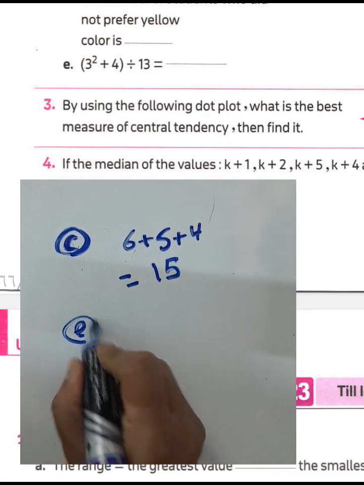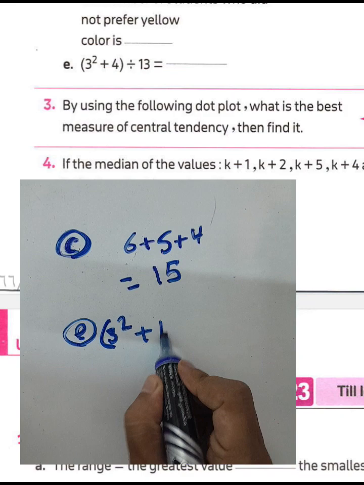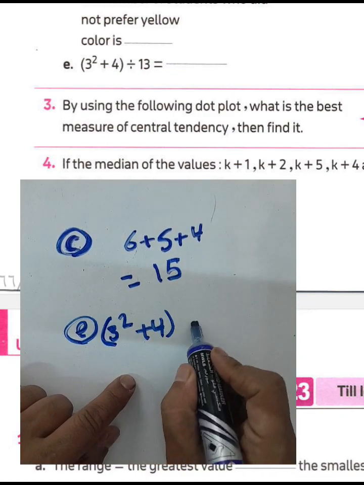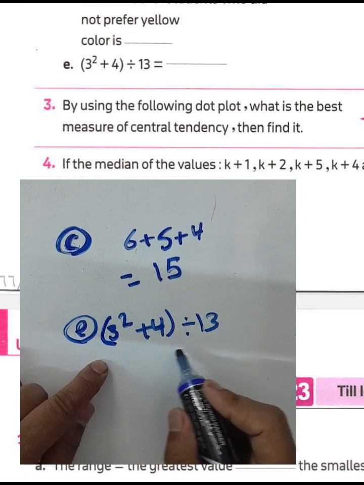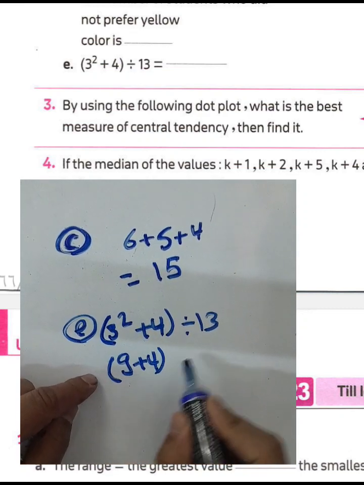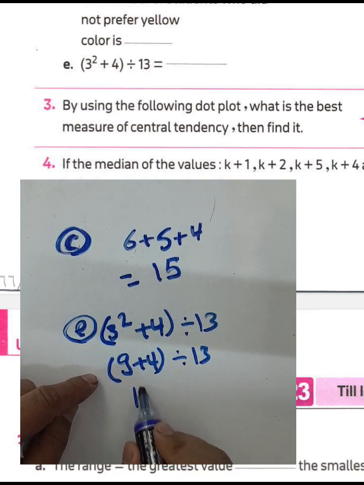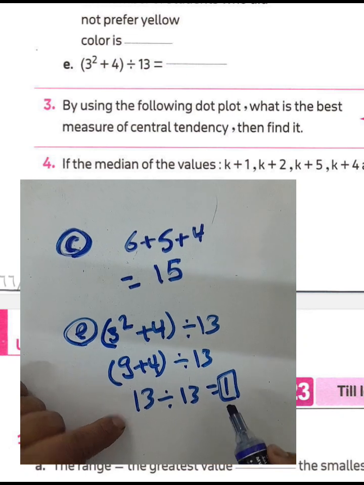Question letter E. 3 power 2 plus 4 in brackets, divided by 13. The sum of 3 power 2 and 4, divided by 13. 3 power 2 equals 9. 9 plus 4 divided by 13. 9 plus 4 is 13. 13 divided by 13 will equal 1.